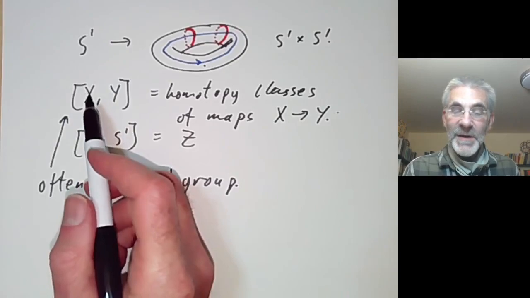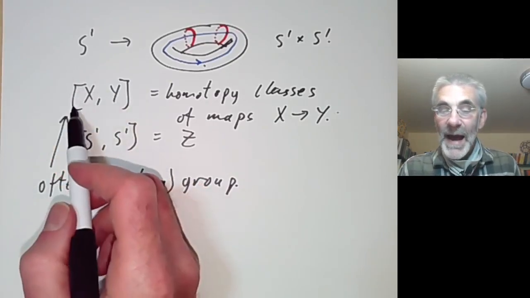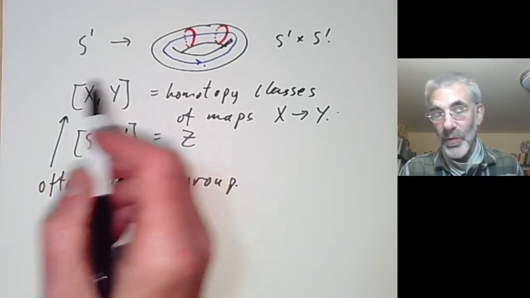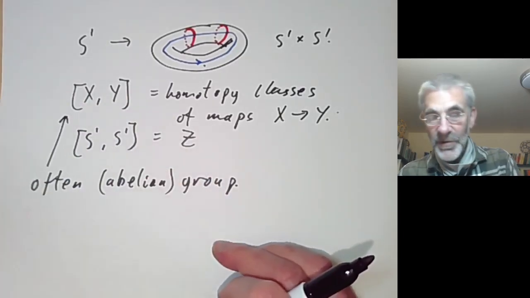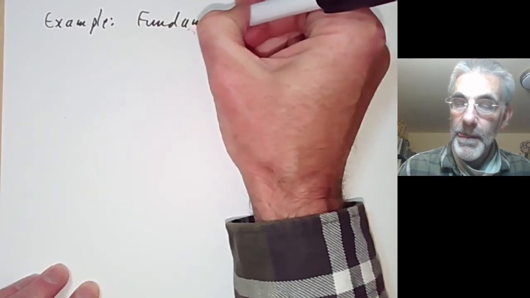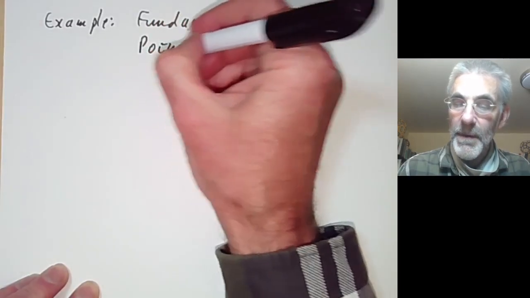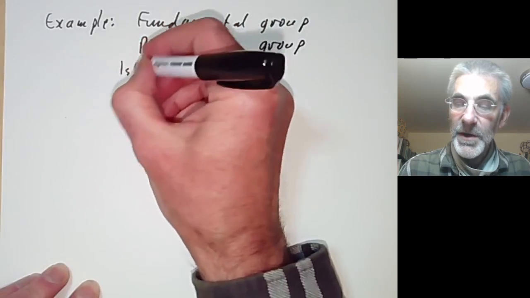So here we have the basic problem of algebraic topology: if we're given nice spaces X and Y, how do we calculate this set, or if we're lucky, this group? And let's have a look at a few examples of it. So the first example we're going to look at is called the fundamental group. It's also called the Poincaré group, and it's also called the first homotopy group.